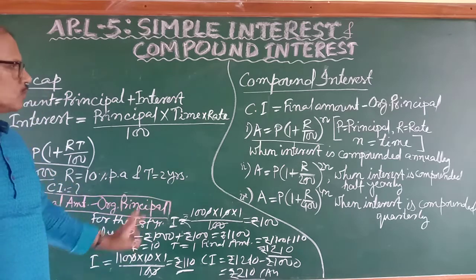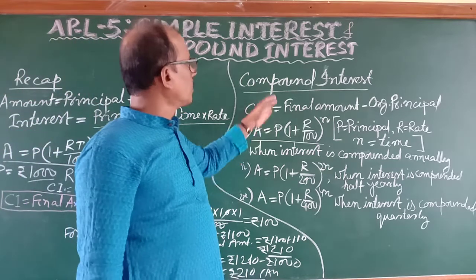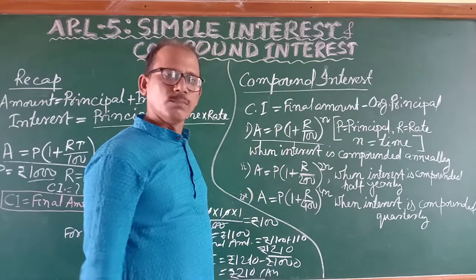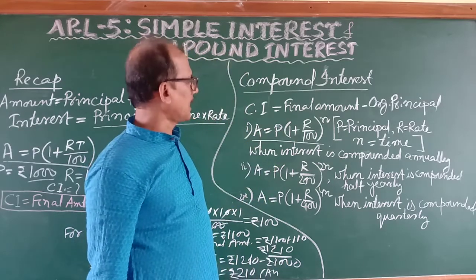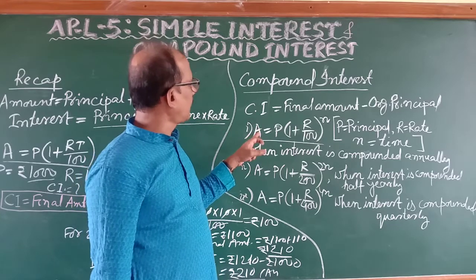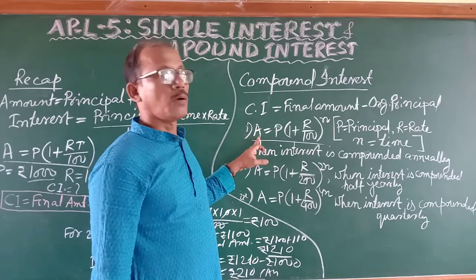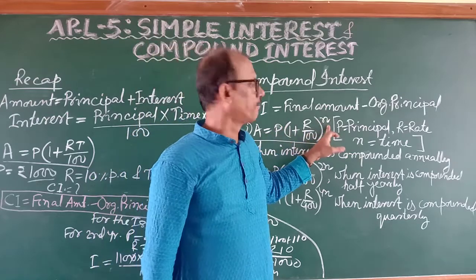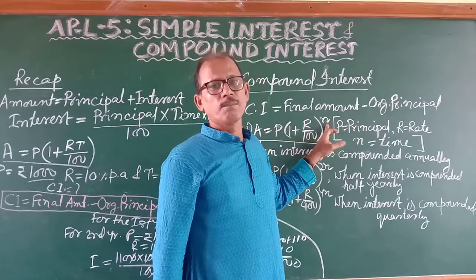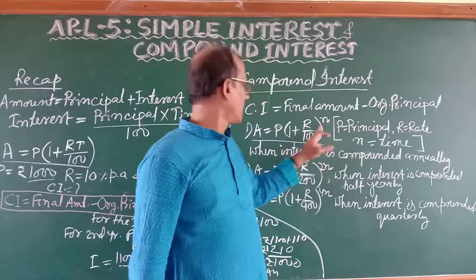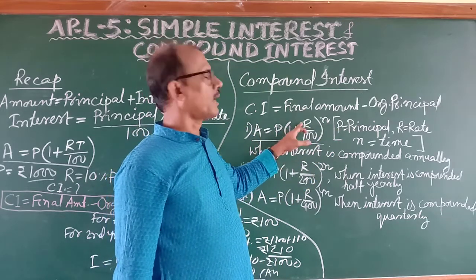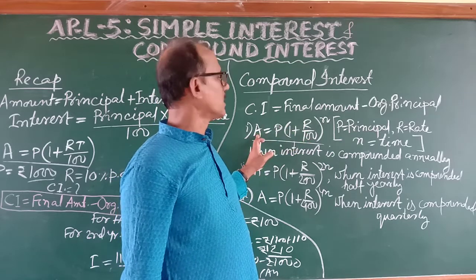I hope you have understood the simple interest formula. Now we move on to some of the formulas of compound interest. Compound interest can be taken out through the simple interest formula. Compound interest can be directly taken out by this formula: A equal to P into (1 plus R by 100) to the power n, where n stands for the number of years. Remaining, P stands for principal, R is the rate percentage, and A is the amount.